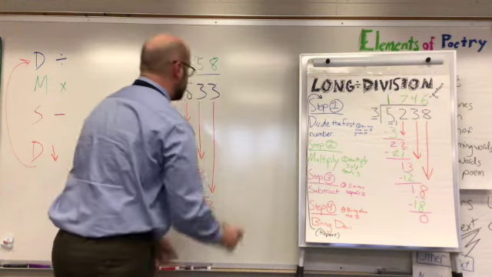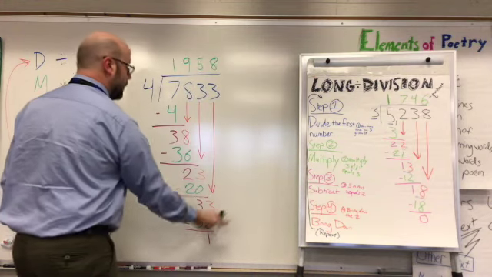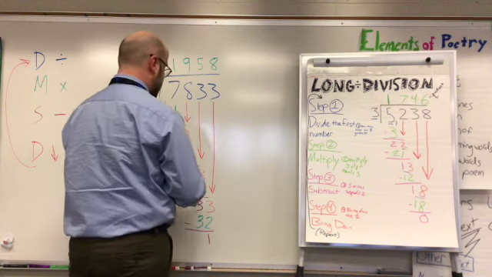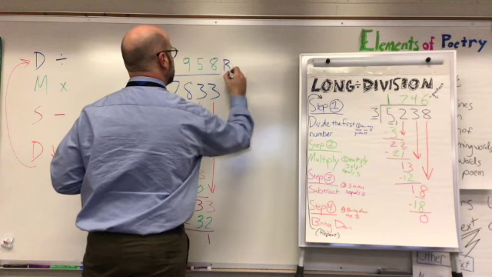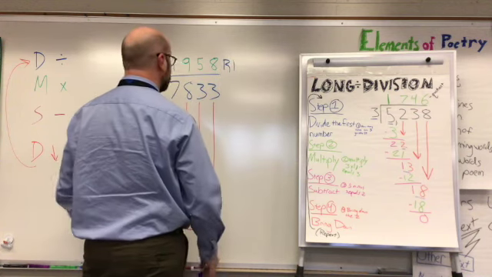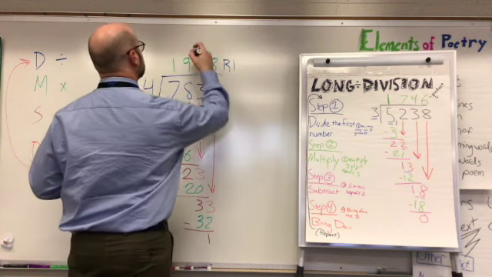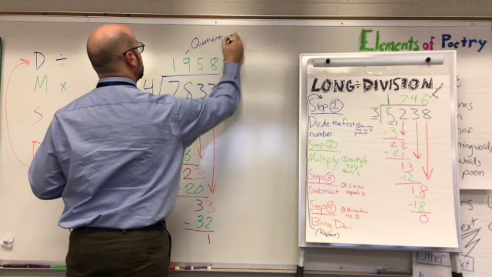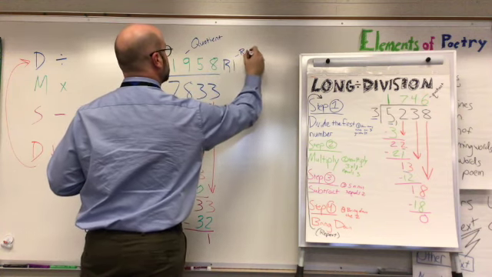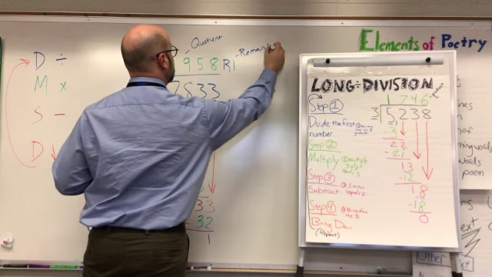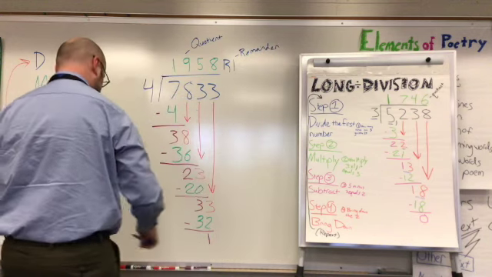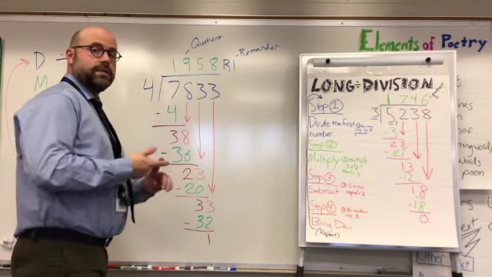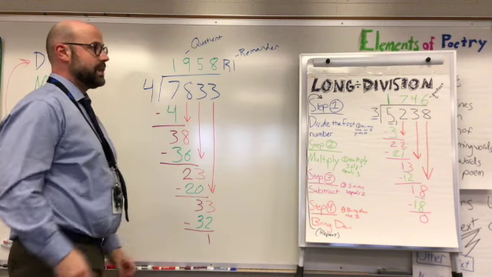Step 4, bring down the next number, and there are no more numbers to drop. We're done. We have 1,958 remainder 1. I write an R, and I just write R1 when I have a remainder. Quotient and remainder. Remember, quotient is the answer to a division problem. That's our remainder. Divide, multiply, subtract, drop. You just follow the steps, guys.